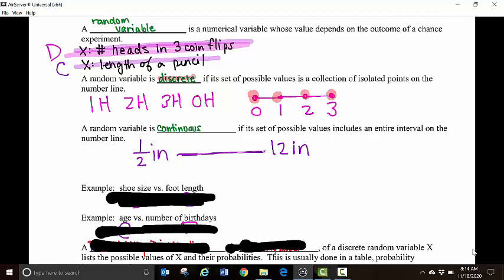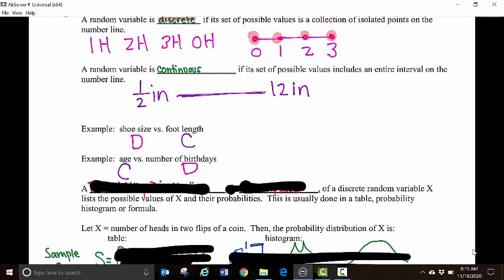Some other examples would be randomly grabbing people's feet and asking what's your shoe size versus foot length, okay? Or age versus number of birthdays. Number of birthdays, you're 17, you're 18. But age, you're 18 years old, 2 months, 3 days, 4 hours, 6 minutes, 2 seconds, 4 nanoseconds, right? So that's the difference.